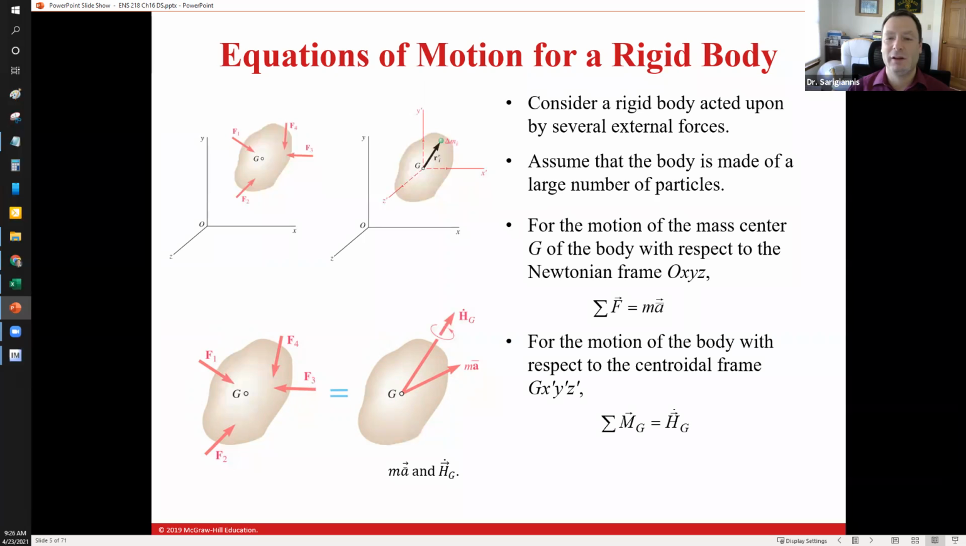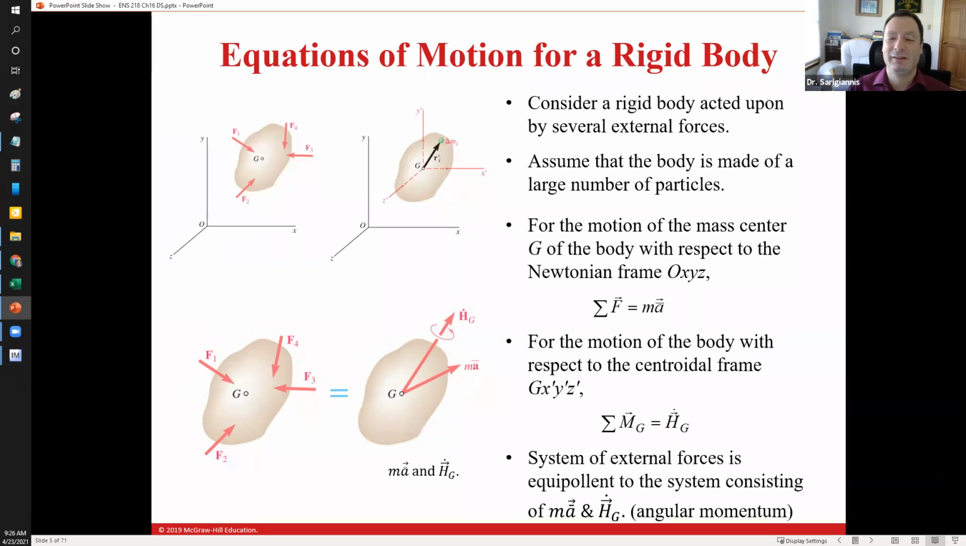Again, this is with respect to the centroidal frame, right? So the centroid being the center of gravity, in this case, the same thing as long as it's a symmetric uniform body.